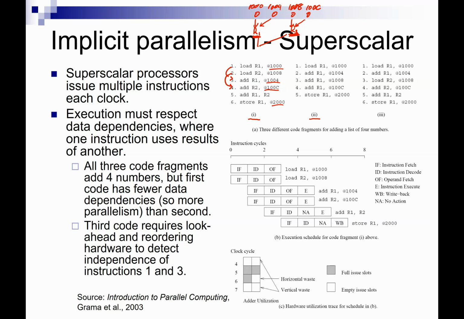Now, there's actually yet another way to run this code. So for example, here, the third piece of code is again doing the same thing, but it's ordering the instructions in a different order. Here, instead of loading both R1 and R2, we first load R1 and then add it. So there is a dependency from 1 to 2. And likewise, there's a dependency from 3 to 4.